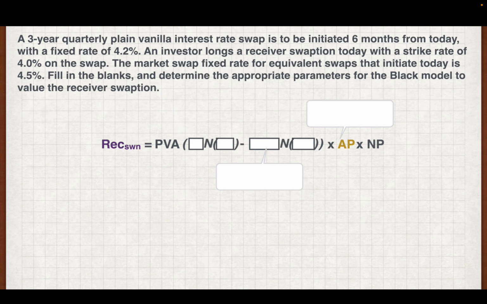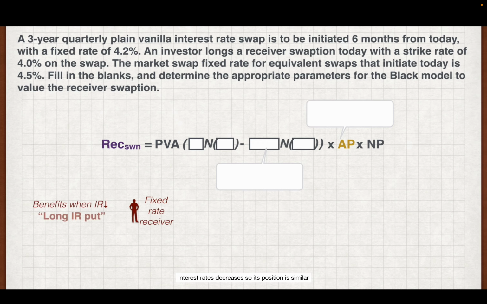And we're back. Remember, we mentioned the fixed rate receiver benefits when interest rates decrease, so its position is similar to a long interest rate put. A put payoff is exercise rate minus spot rate, so this term should be exercise rate, and this term is the swap fixed rate. The corresponding coefficients should be N(−d2) and N(−d1), respectively.